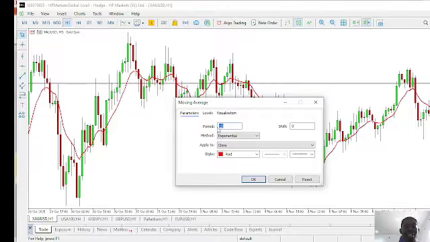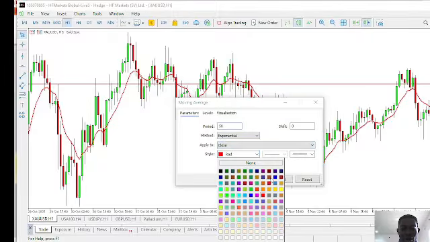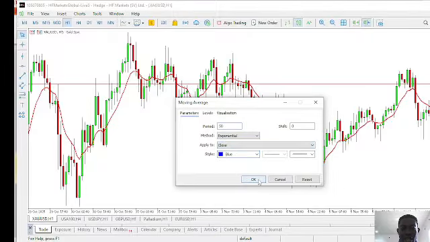All right, sorry. The second one is 50. The period is 50. The method is exponential. Then apply to close. Then this time around the color is blue. I pick blue and I click.